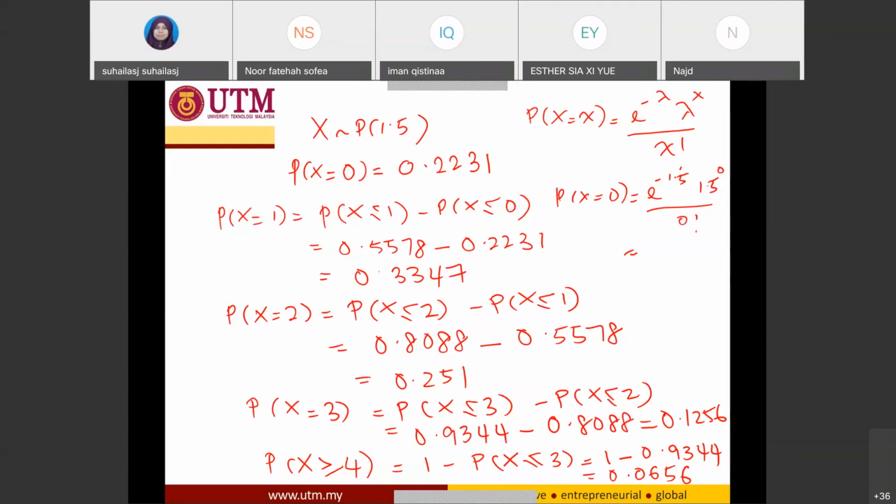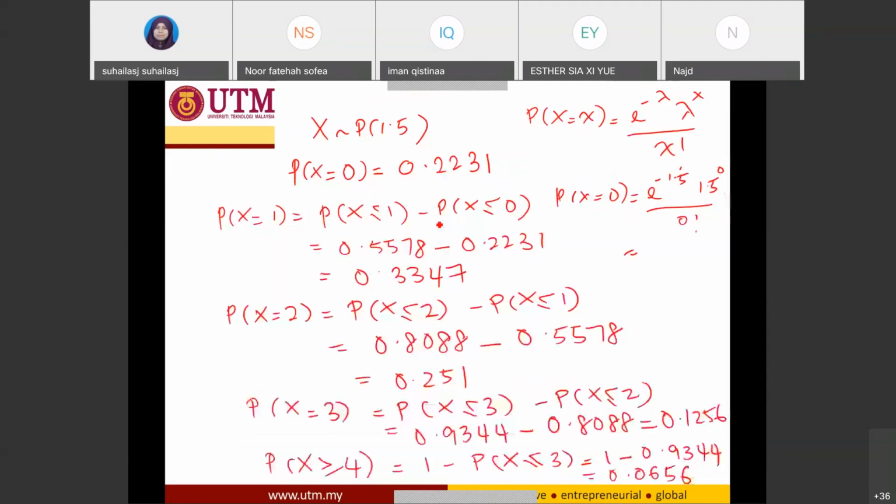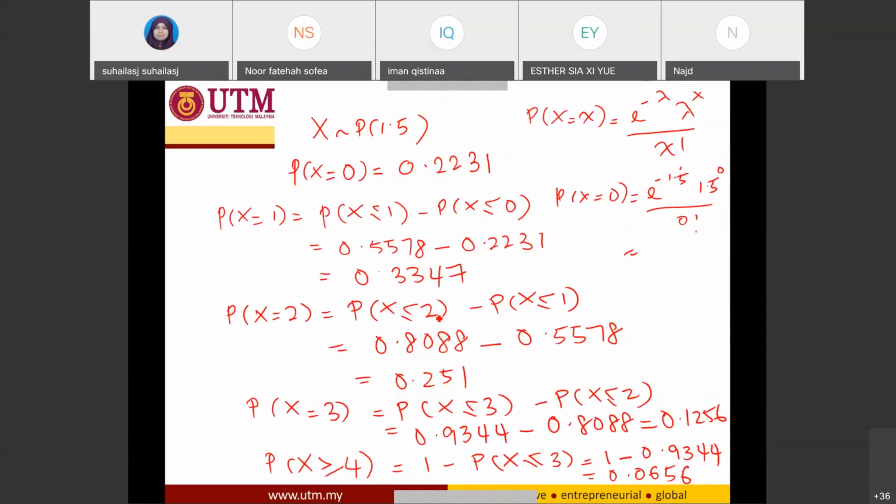Okay, so just okay, we copy back. Probability X equal to 0, you have here is 0.2231. The next one 0.3347. This one 0.251. This one 0.1256.